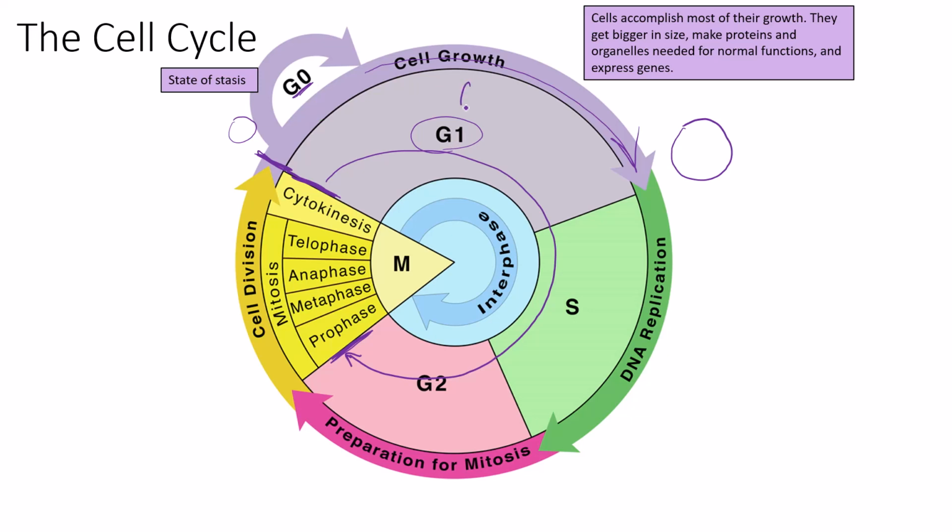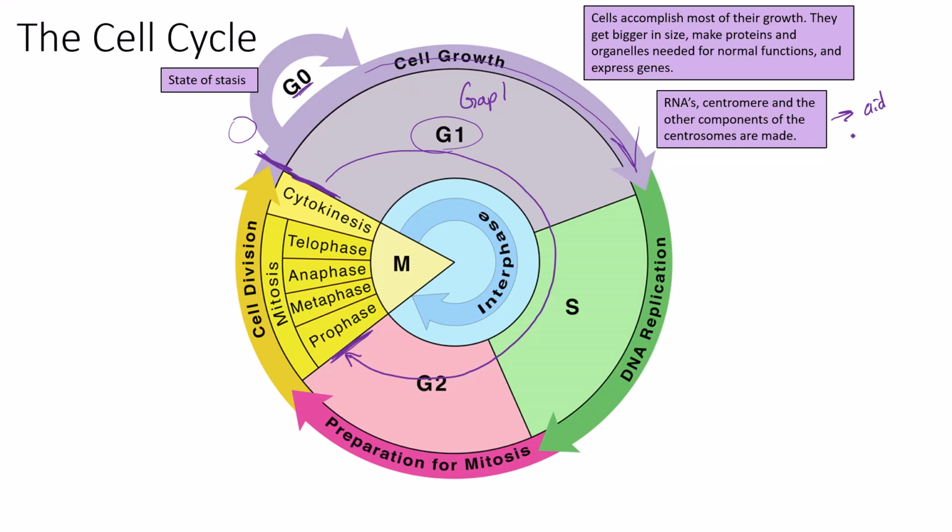G stands for gap 1. It does not stand for growth, even though growth starts with a G and growth occurs in G1. G1 stands for gap 1. It is the first gap of the particular cell cycle. So the RNAs, the centromere specifically, and other components necessary to produce the centrosome are also made in G1. That's going to be important because these components are going to help aid in the division or splitting of the cell nucleus, which is going to take place in the cell division part, which is M phase.